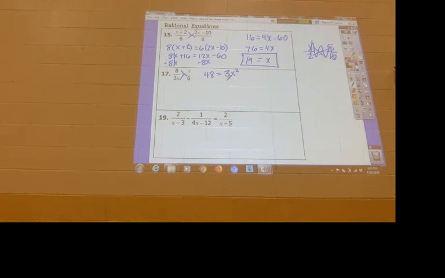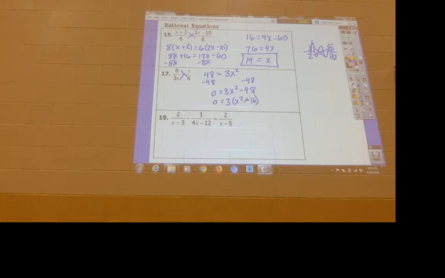So I need to set this equal to 0. I am going to subtract 48 from both sides. I get 0 equals 3x squared minus 48. Now I'm factoring. Is there some number I can take out right now? I can take out 3. I get x squared minus 16.